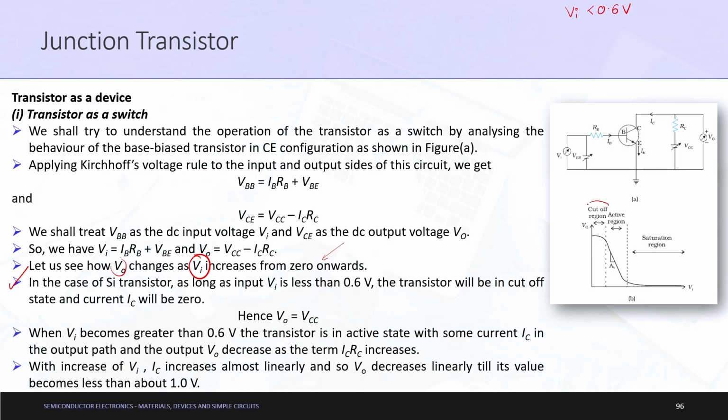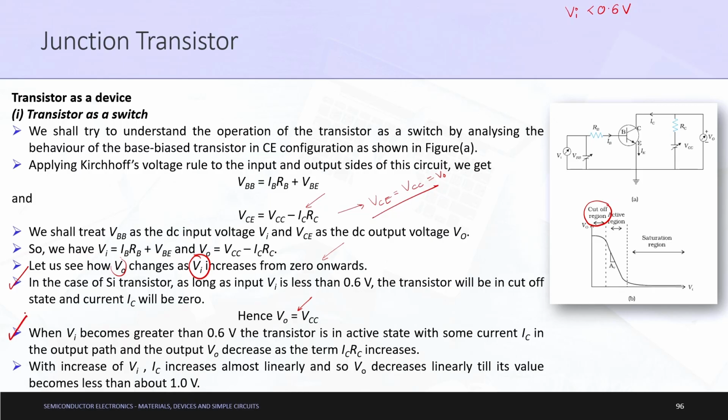So, the transistor will be in this state basically, and hence the current IC will be 0. If the current IC is 0, it is quite evident that VCE will be equal to VCC. That is what is written here, as this VCC is equal to V naught. So, V naught is equal to VCC.